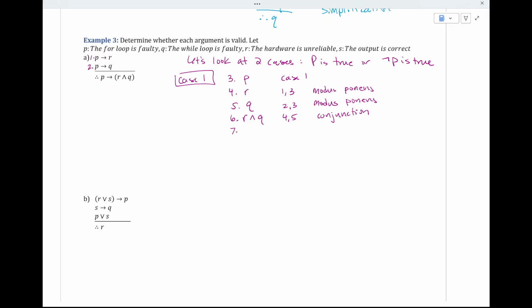And now I can say in my last step that P implies R and Q. This is true, and this is true. P is true from step 3, and R and Q is true from step 6. So this means that in case 1, I have a valid argument. So let's see if case 2 also yields a valid argument.